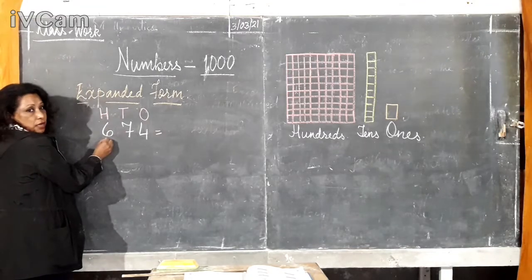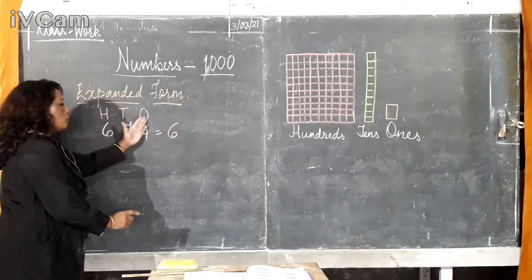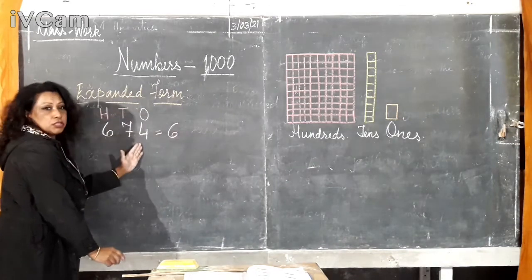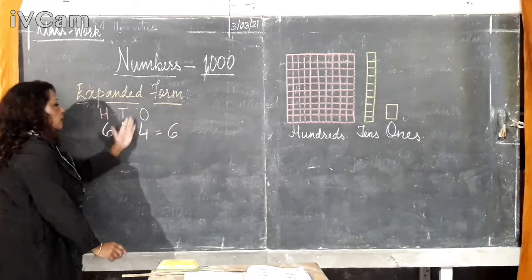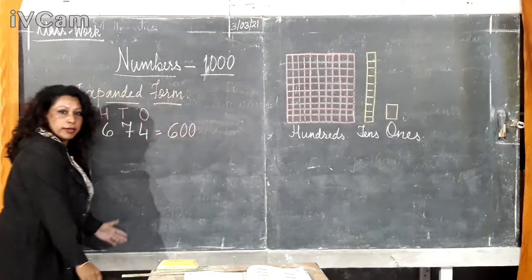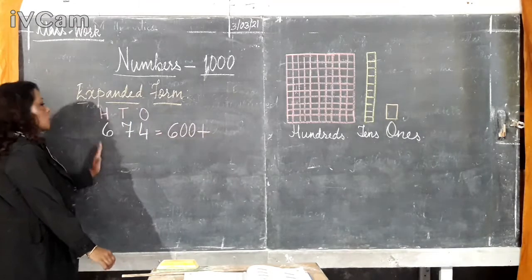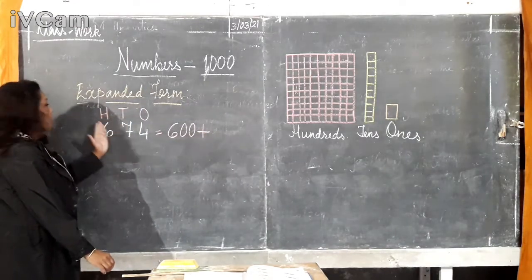So what is the number under 100? 6. Okay, and after 6, how many place values are there, or how many digits are there? So 1, 2. So 10, 2 0s. All right. Now you add the 600, okay, with the next number after 100.